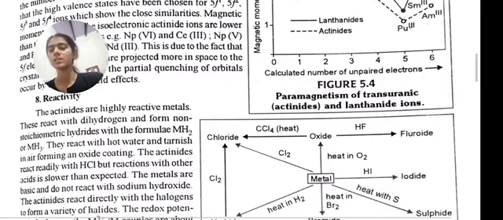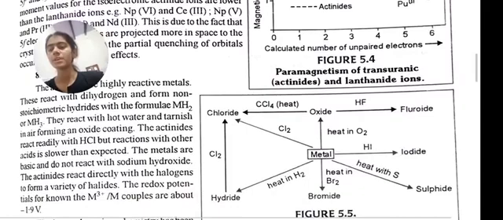Reactivity. The actinides are highly reactive metals. These react with dihydrogen and form non-stoichiometric hydrides with the formula MH2 or MH3. They react with hot water and tarnish in air, forming an oxide coating. The actinides react readily with HCl, but reactions with other acids are slower than expected. The metals are basic and do not react with sodium hydroxide. The actinides react directly with the halogens to form a variety of halides.